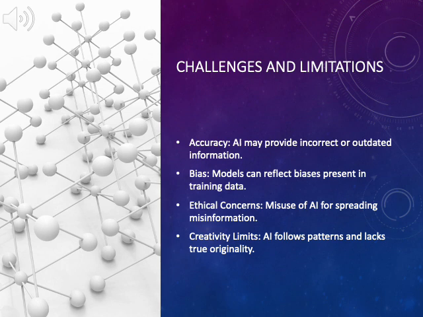Of course, AI isn't perfect. One challenge is accuracy. AI might sometimes provide incorrect or outdated information. Another is bias. Since AI learns from data created by humans, it can unintentionally reflect societal biases. Ethical concerns also arise, such as the misuse of AI to spread misinformation. Lastly, while AI is great at following patterns, it lacks true creativity and originality, which are unique to humans.